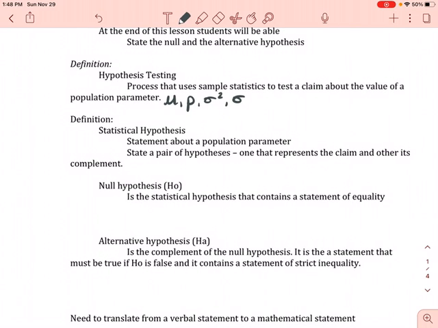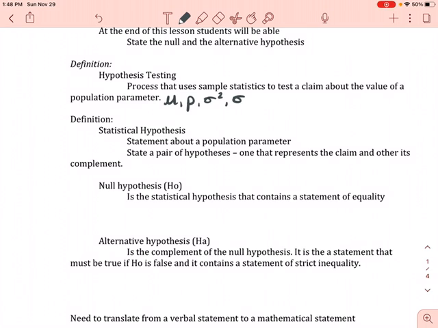And you always have a pair of hypotheses. One that represents the claim, and the other is its complement. So if the claim says equal, the complement is not equal. Think number line. If one's less than, the other's greater than. If one's greater than, the other's less than. Think of it along those lines. So you have your first one, which is called the null hypothesis, usually called H sub 0, H naught. A lot of kids in my classes refer to it as HO.